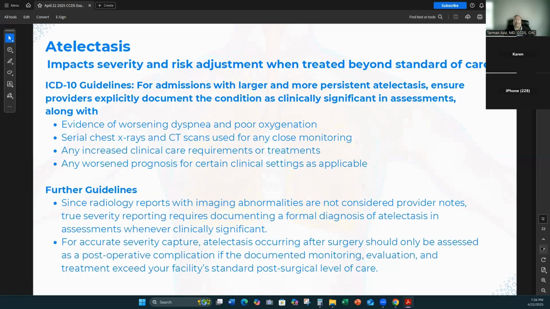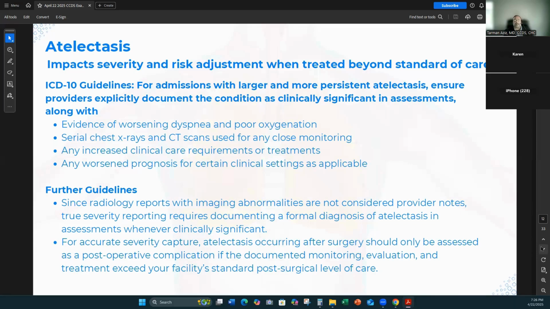And one way you might summarize the value of atelectasis to providers is shown in this subtitle. Atelectasis impacts the severity as well as risk adjustment for a case when it's treated beyond the standard of care. So if you give that to providers, they can easily understand we did more for this persistent, larger area of atelectasis. And as such, we should probably mention what we did for it and why we needed to do it. So if there's evidence of worsening dyspnea and poor oxygenation, link it to the atelectasis. That's what providers need to be doing.